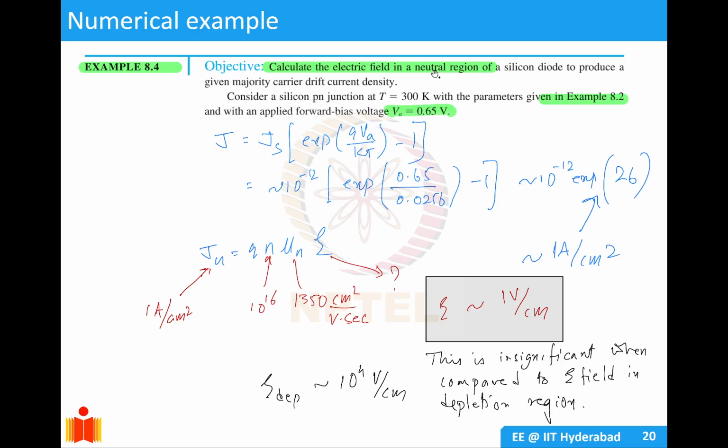Calculate the electric field in a neutral region of a silicon diode to produce a given majority carrier drift current density. Consider a silicon PN junction at T equals 300 K with the parameters given in example 8.2, with the applied forward bias VA equals 0.65 volts. We have to use the same parameters as in the previous question, and we have to calculate the electric field.